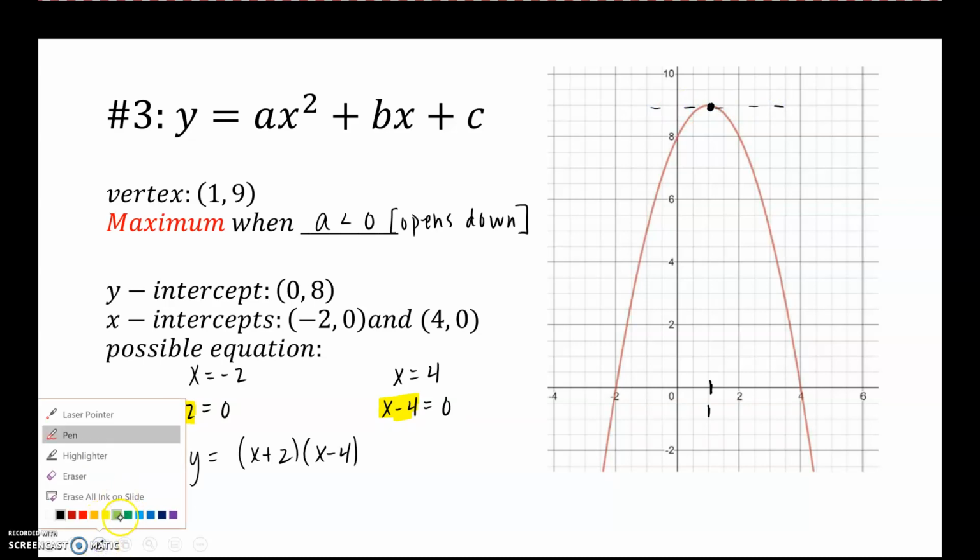Okay, now let's check that out then. My lead coefficient has to be negative. According to the possible equation we wrote, if we foiled that out, a would be positive, and therefore my parabola would open up. But according to the graph, my parabola opens down. How do I fix it? I just put a negative out front. And that negative out front will ensure that if I multiplied everything out, it would make my parabola open down.